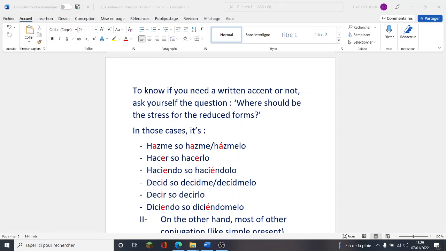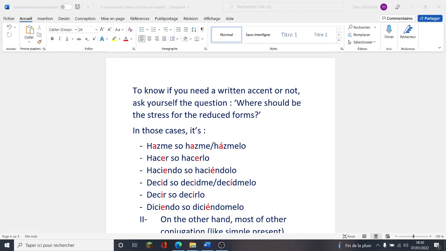Third example was haciéndolo. Haciéndolo, the raw form is haciendo, the progressive form. In the form haciendo, the vowel accentuated is the E from the last but one syllable. But in haciéndolo, you're adding a syllable, so basically you need a written accent on the E in order to keep it on the E.